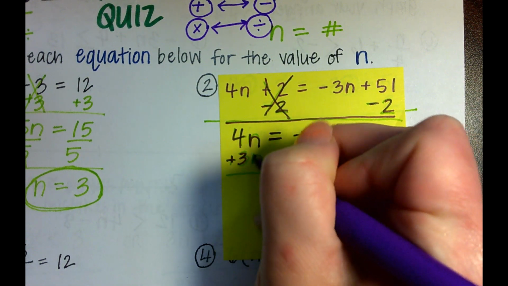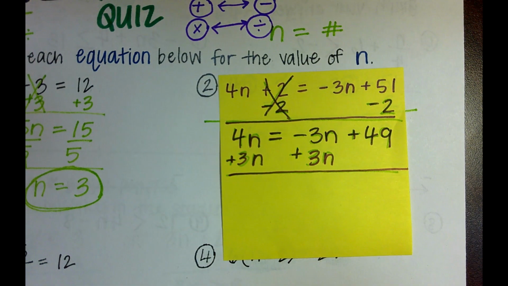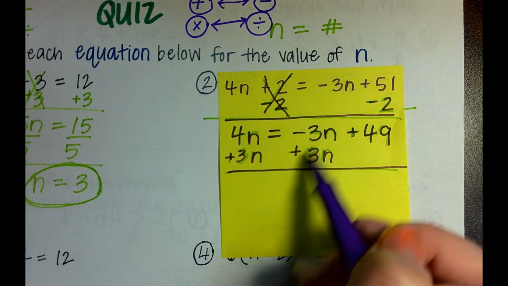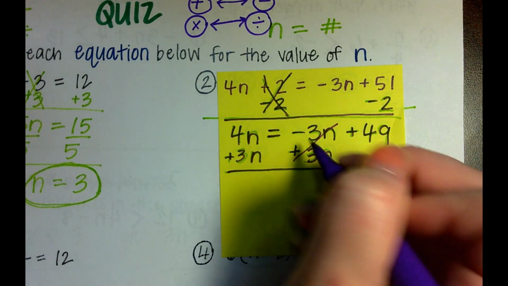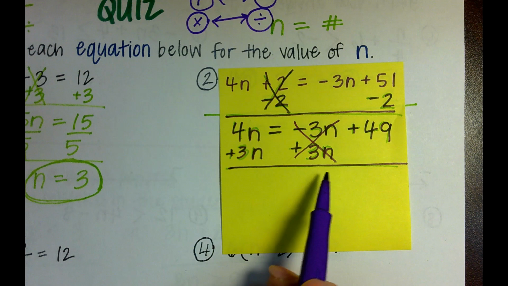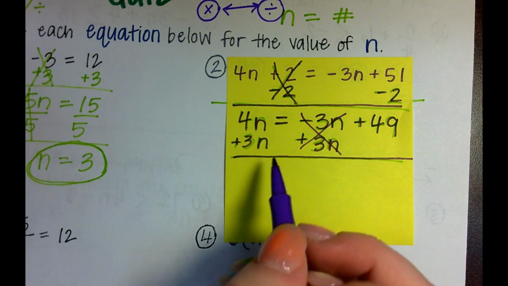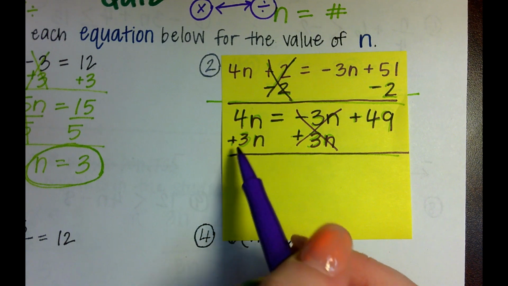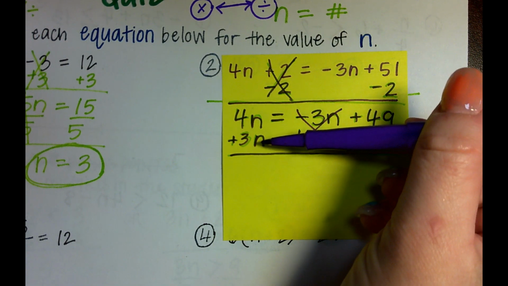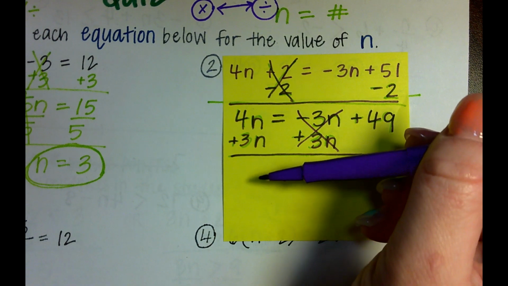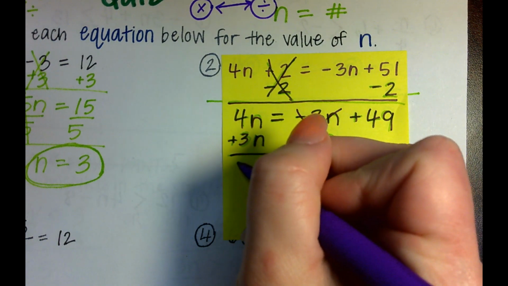Okay, so we just added 3n to both sides. And whenever I use my inverse operations, what happens to these 3n's? They cancel. We cross them out. And now anything that didn't cancel, we bring it down, or we do the math problem that we have. So we'll start from left to right. Over here, I've got 4n plus 3n, and that becomes 7n. Good.